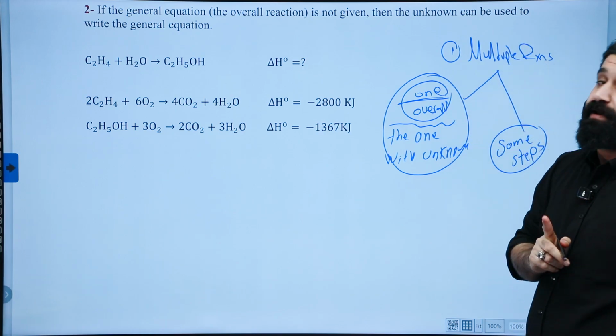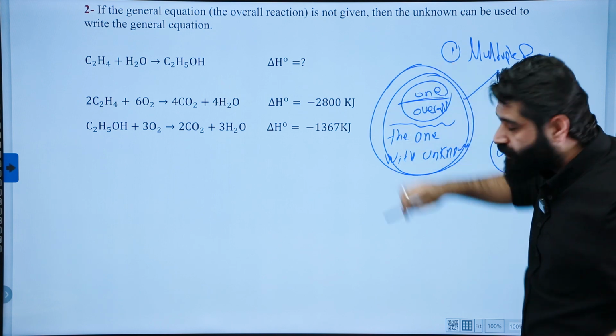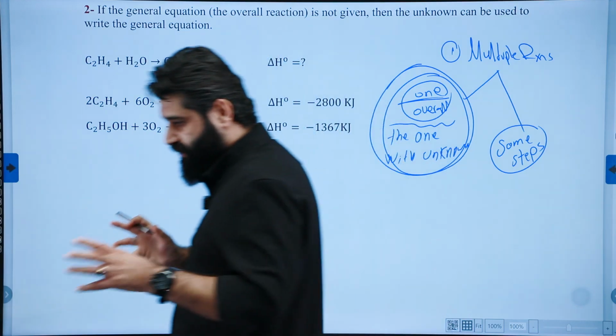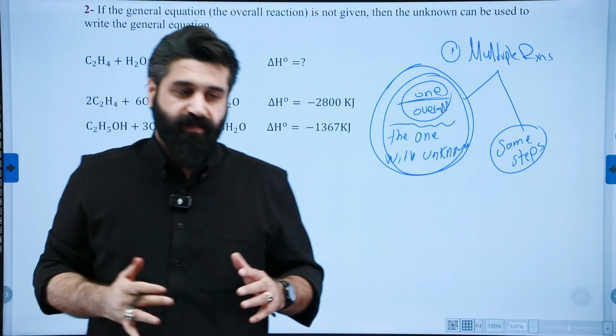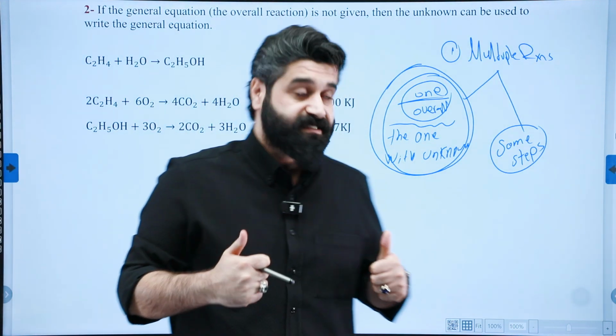Another important point: never change the overall. This is our goal. The goal cannot be changed. Only the steps can be changed. We can approach our goal with different steps. That means we can change our steps, but the goal stays the same.